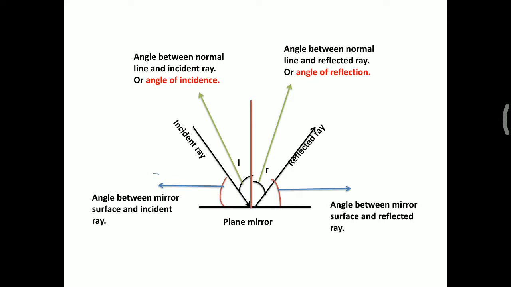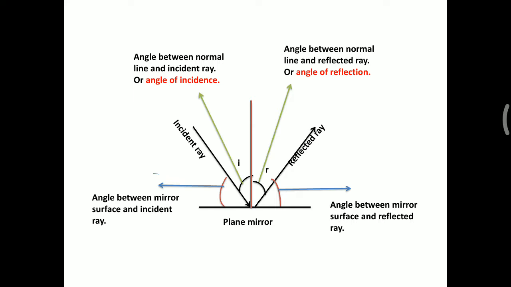Before going to see the numerical problems, you have to know what is meant by I, R and some other angles. Look at this image. The plane mirror is kept in the horizontal direction. When the light ray falls on the plane mirror, it reflects back. So there are two rays, one is the incident ray and another one is the reflected ray. If you draw the normal line between the incident ray and the reflected ray, there are four angles.